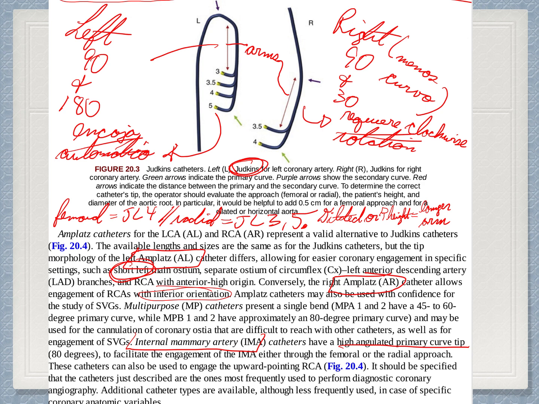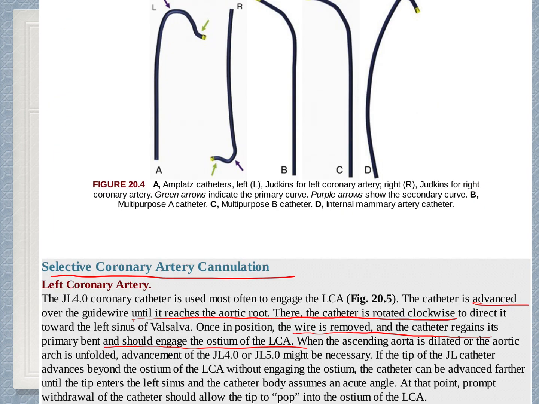Then we have the other type of catheter, which is the Amplatz, of which we have the AL. It is pretty good for a short left main ostium, or a separate ostium of circumflex and left anterior descending artery branches. And the Amplatz AR allows engagement of right coronary arteries with inferior orientation. Then we have the cannulation of the internal mammary artery. Remember, we need catheters with a highly angulated primary curved tip. We will see later on.